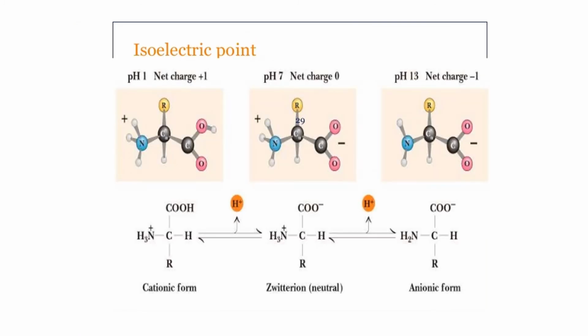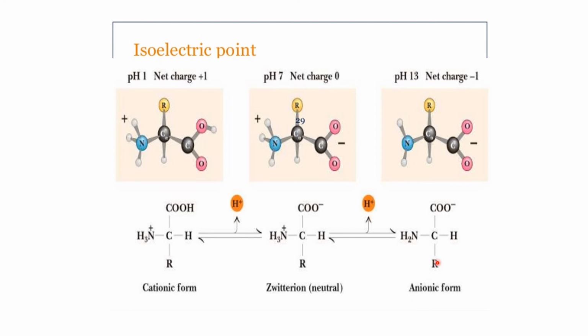Next is the different isoelectric points they have shown over here. This is a zwitterionic form which is neutral, in which you have positive as well as negative charge. After the release of H plus from here, this is the anionic form in which you have a minus charge. And this is a cationic form in which you have HC double bond OH and NH3 plus. But this is a zwitterionic form in which you have both COO minus and NH3 plus.